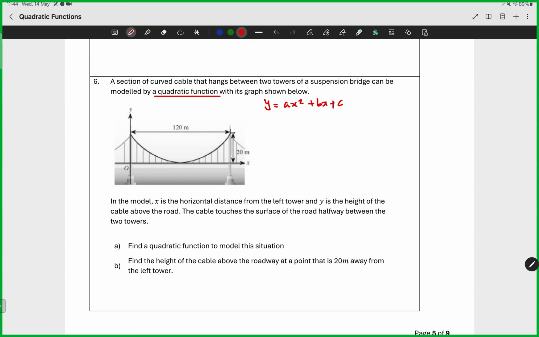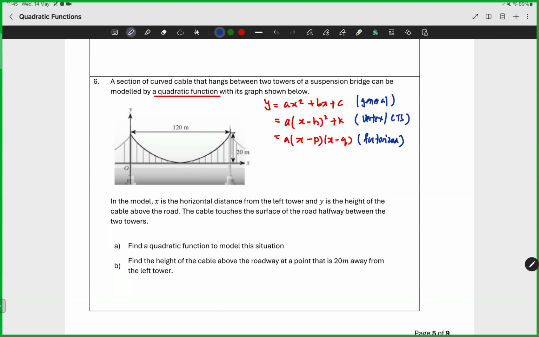Okay, or it can look like a(x minus h) squared plus k, or it can look like a(x minus p)(x minus q). Okay, so this is called the general form. Usually the question will give us in this form. Now this is called a vertex form, or usually we know it as a completed square form, right? And then this is our factorized form.